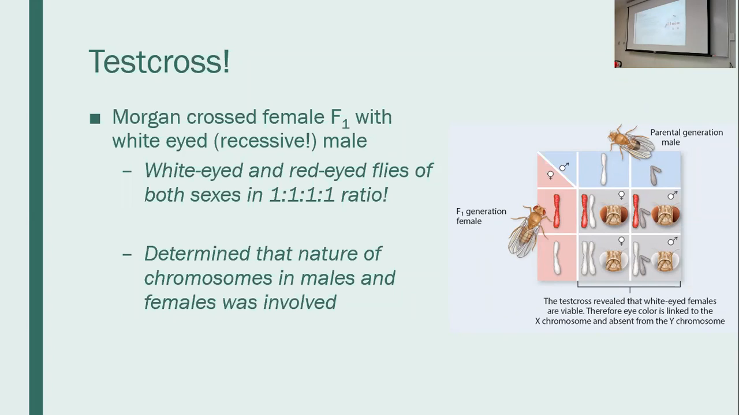So he determined that the nature of the chromosomes in males and females matters, because at this point we didn't really get what DNA was doing, but we could see chromosomes. We had a concept of X and Y chromosomes. And so he's like, there's some relationship between the sex chromosomes and the eye color, which seems weird, but there's some kind of interaction going on.